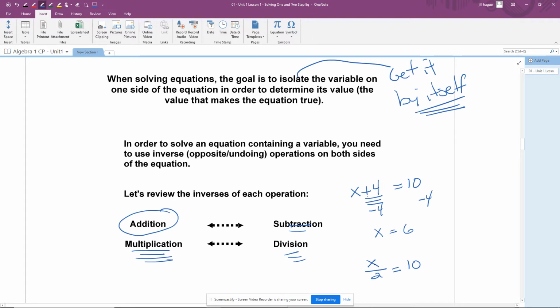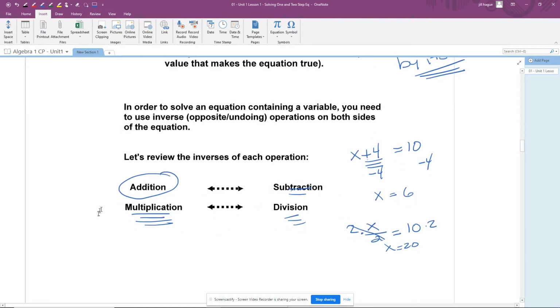Well, what am I doing here? I'm dividing x by 2. So how do I undo it? I multiply both sides by 2. 2 divided by 2 is 1, and I get 20. Okay, so that's super important to remember.